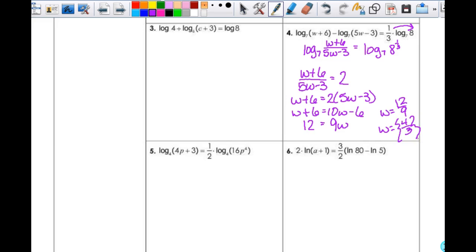So then I check it. Well, 4/3 times 5 would be 20/3 minus 3, which would be like 9/3. That would still be positive. That would have to be positive there, so it works and I'm good.